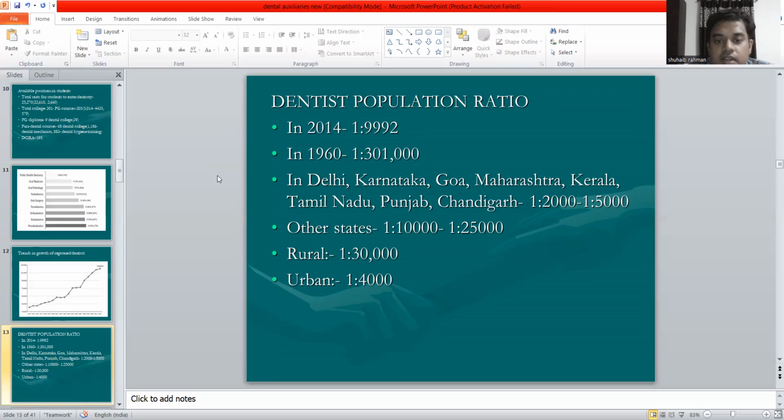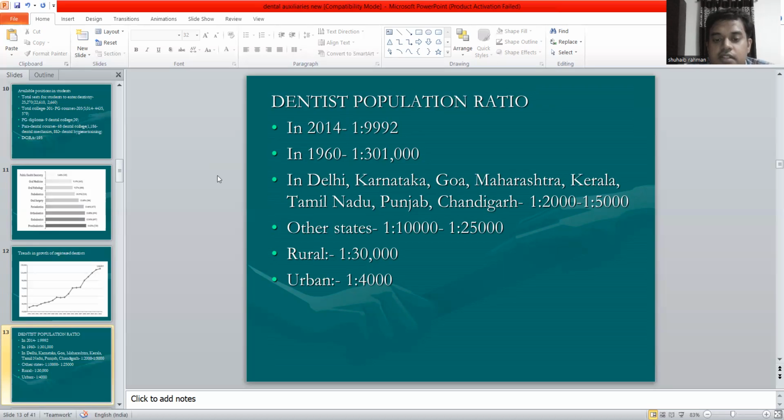So in Delhi, Karnataka, Goa, Maharashtra, Kerala, Tamil Nadu, Punjab, and Chandigarh, the dentist population ratio is 1:2000 to 1:5000. So it's very few people compared to a dentist. For every 2000 people, we have one dentist according to the data, but how many are practicing is a different story altogether.